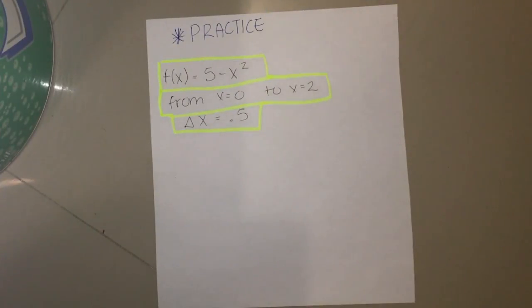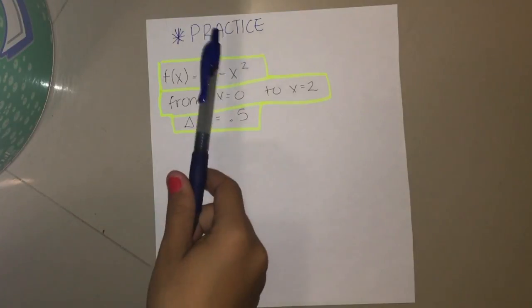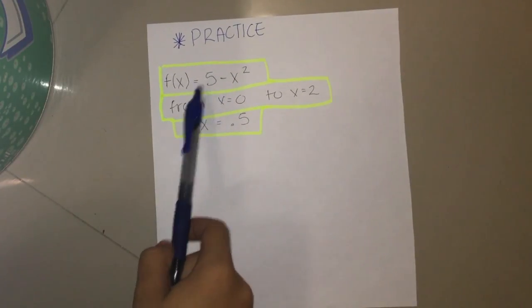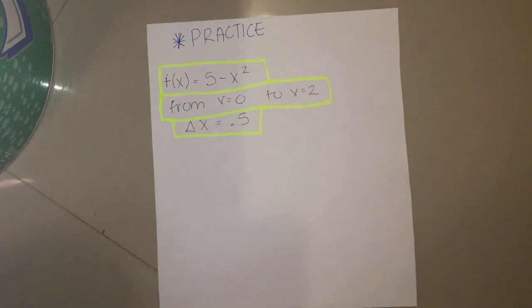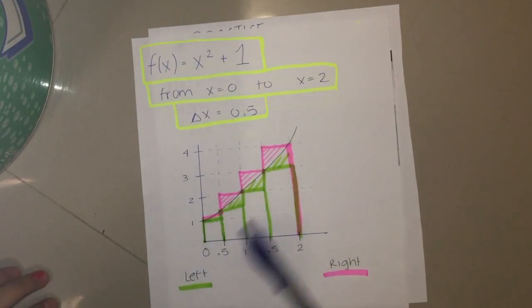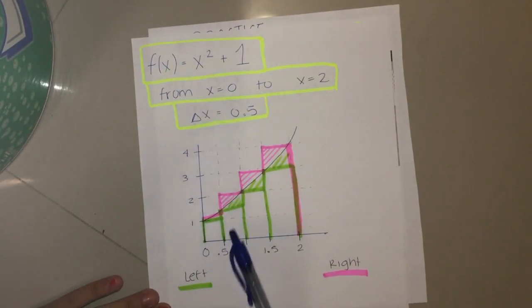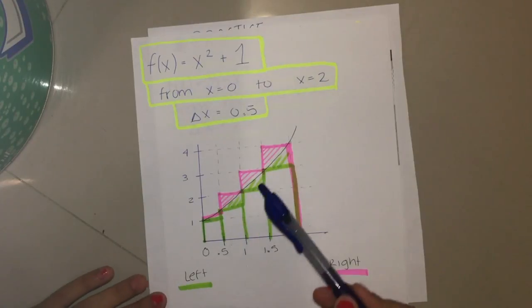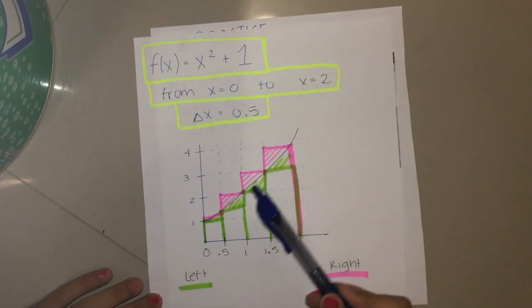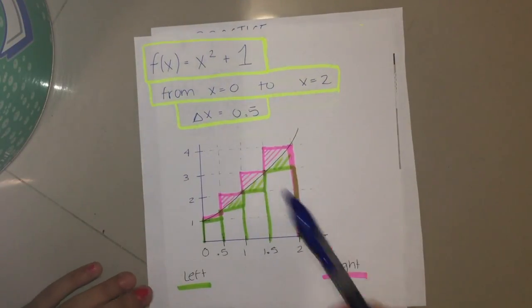Okay, now if you want to practice a little bit, you can do this problem. It's 5 minus x squared, which is also a parabola but going down. You don't necessarily need to draw the graph. In the case of the previous example, I decided to graph it to make it a little more visual, just to see how the rectangles are drawn and what represented the space that was missing or left over.